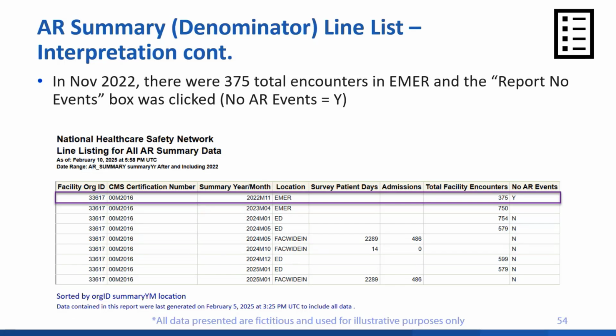So in November 2022, for example, there were 375 total encounters in the EMER or emergency department location, and the no AR events is equal to yes, and that means the report no events box that was on the alert screen was checked for that location and month. So that's why the no AR events variable is yes here.